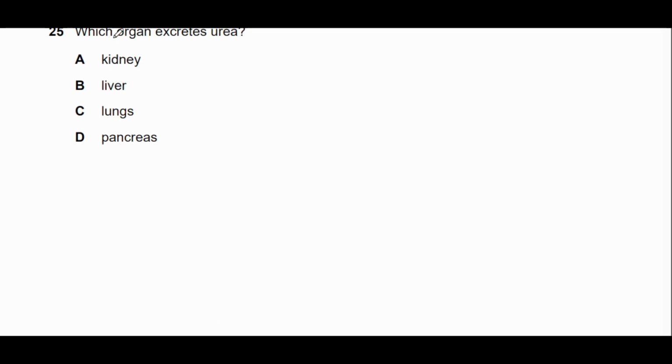Okay, 25. Which organ excretes urea? Okay, so the only organ that will excrete urea is the kidney when it filters your blood.